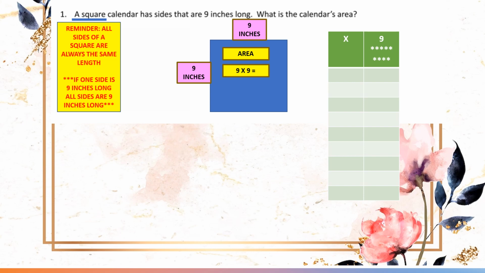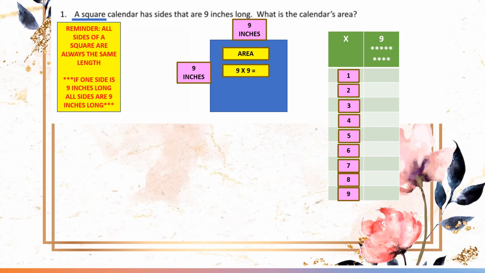Don't forget to write your little marks so that you can count by nines, okay? 1, 2, 3, 4, 5, 6, 7, 8, 9. So now that we have this side filled in, and we're only going to 9 because we're wanting to know the answer to 9 times 9. Now we can go ahead and fill in the output or the answers.